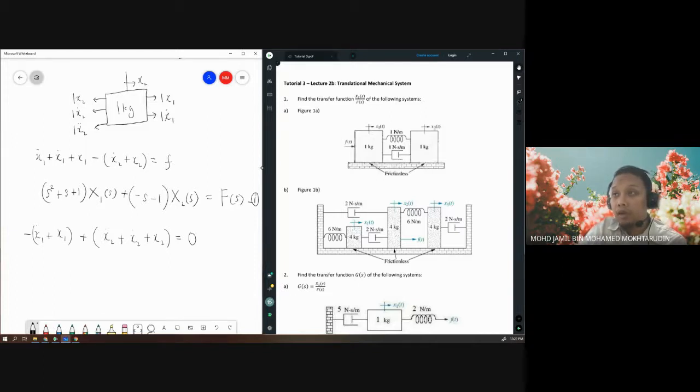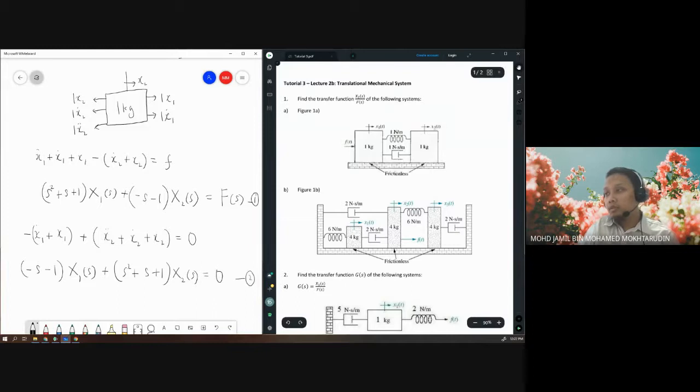Okay, then I convert this into frequency domain. So I got minus s minus 1 x1(s) plus s squared plus s plus 1 x2(s) equals 0. Okay, so this is equation number 2.